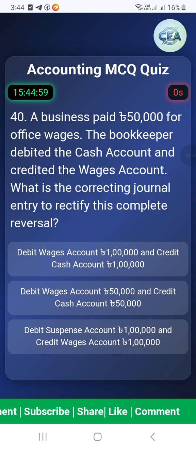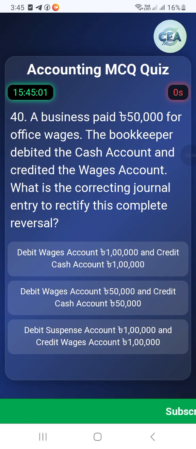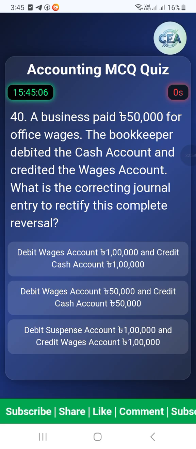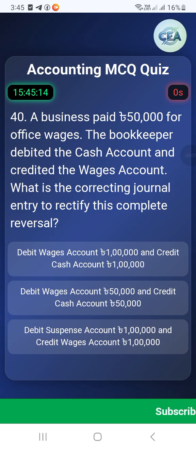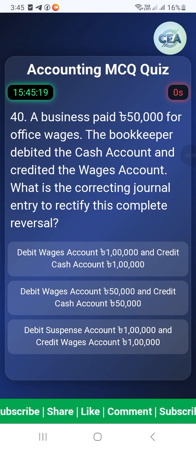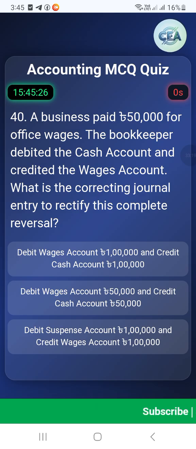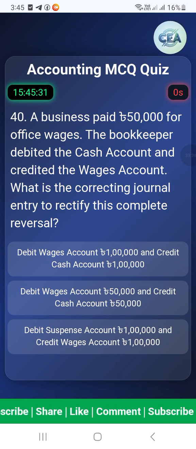40. A business paid 50,000 takas for office wages. The bookkeeper debited the cash account and credited the wages account. What is the correcting journal entry to rectify this complete reversal? Option 1. Debit wages account 100,000 takas and credit cash account 100,000 takas. Option 2. Debit wages account 50,000 takas and credit cash account 50,000 takas. Option 3. Debit suspense account 100,000 takas and credit wages account 100,000 takas.